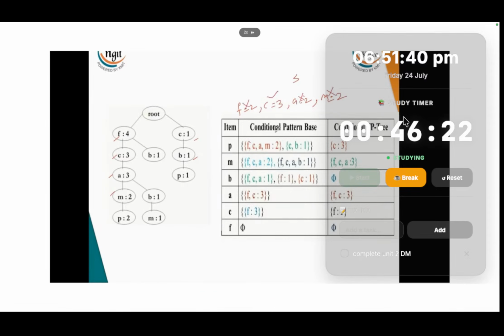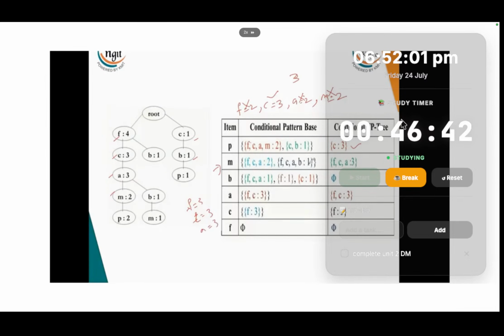except the item C, because it is satisfying the condition of minimum support count, right? So only C is considered here. Similarly, we'll go for the next item M. So we have the pattern basis as FCA and FCAB. So F, it is repeated how many times here? 2 times, and here 1 time. So the F value is what here? 3, right? And when you take C, here it is repeated 2 times, and here it is repeated 1. So the C value here is what? 3. Similarly, A is also repeated 3 times.